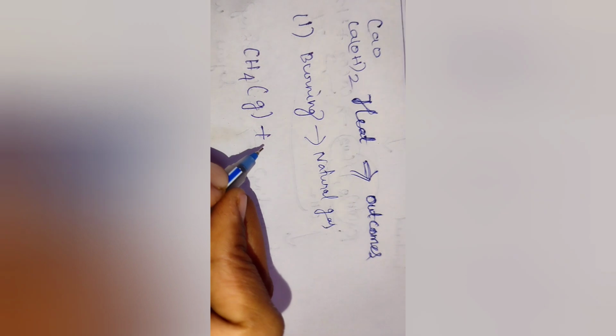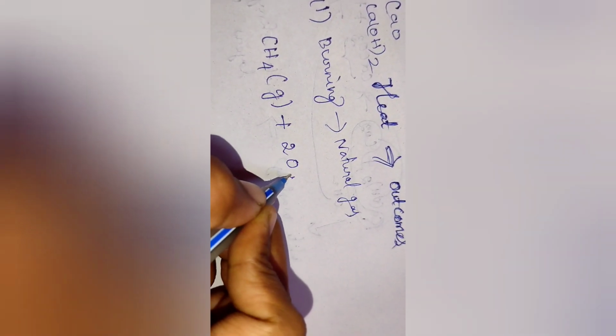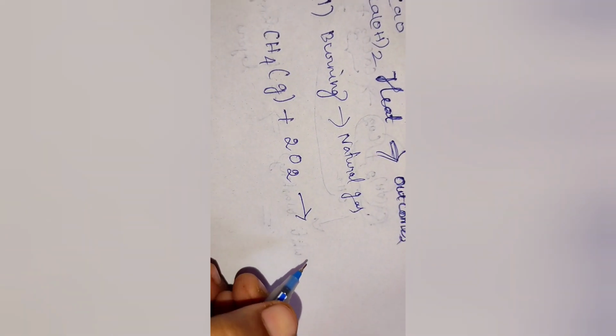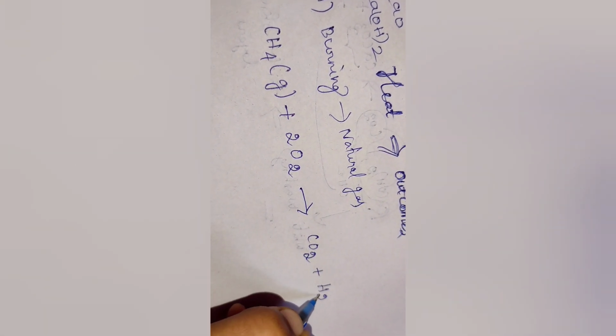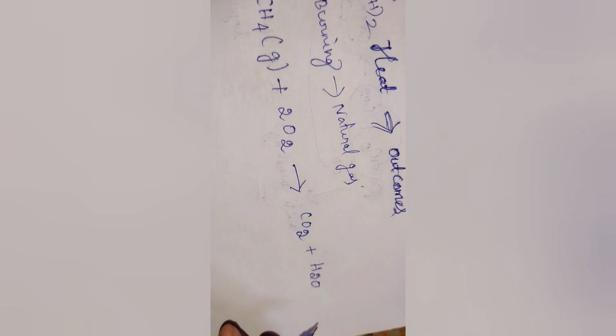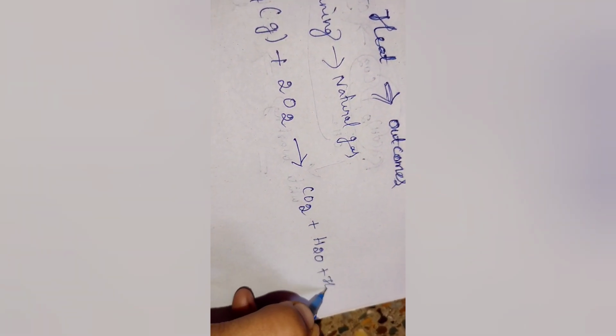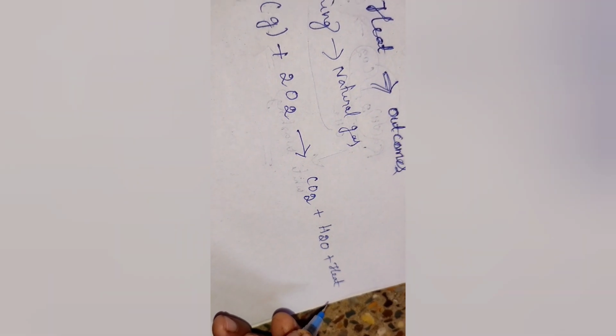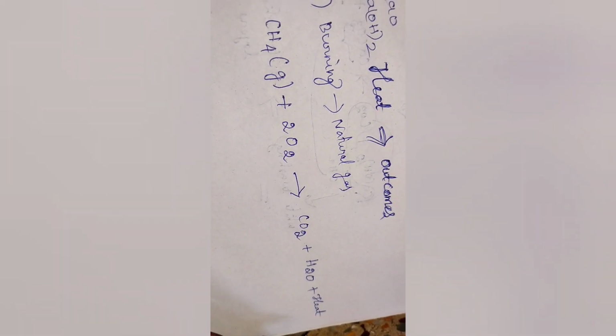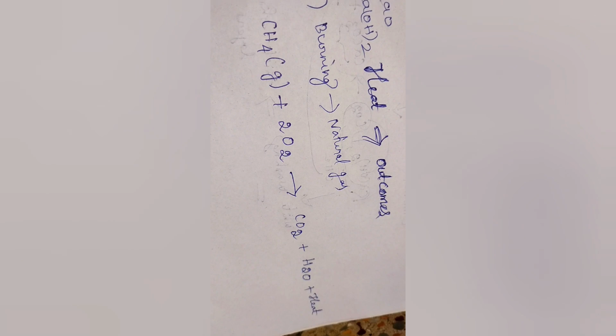So we are taking here methane gas, CH4. It is gas, so I am writing here the gas symbol. And it is reacting with oxygen which is present in air. So I am getting carbon dioxide plus water plus also some amount of heat. Some amount of heat is liberated during the reaction. So this reaction is an example of exothermic reaction.